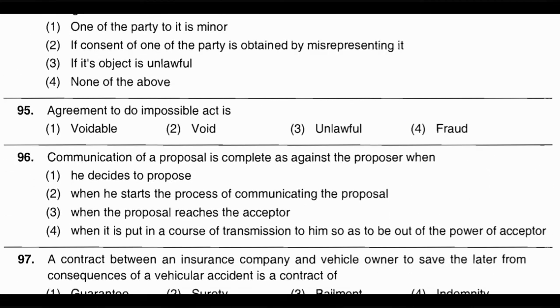Now question number 95. Agreement to do impossible act is option number 1, voidable. Option number 2, void. Option number 3, unlawful. Option number 4, fraud. And the correct answer is option number 2, void. Question 96 has been removed by this question paper.